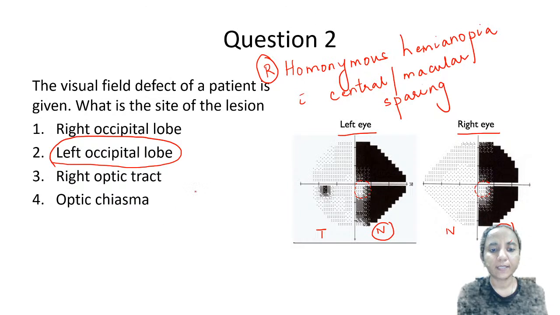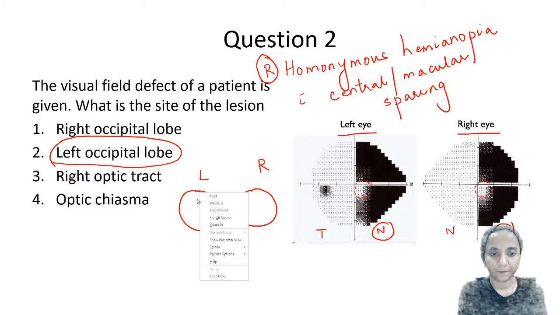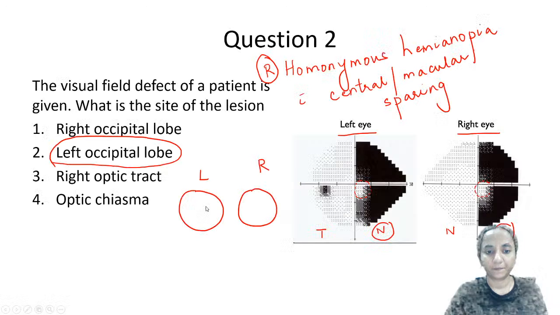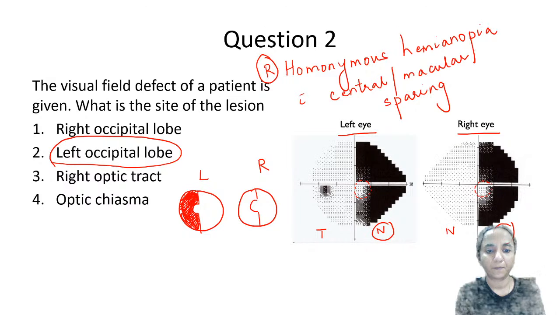Right? But suppose they had given us something different. If we say that this is the left eye and this is the right eye, and the left-sided field is affected, that is, this part of it is affected, this would be a left homonymous hemianopia with central or macular sparing.